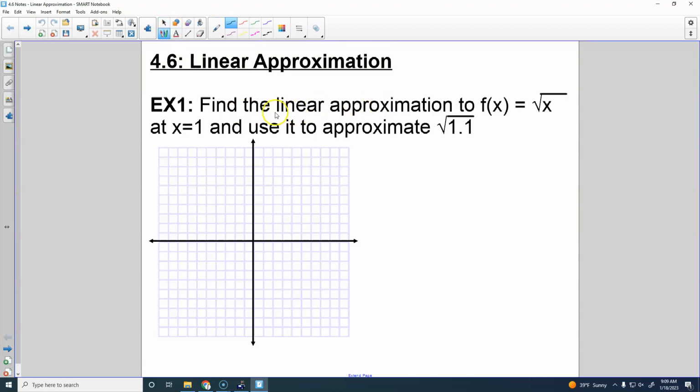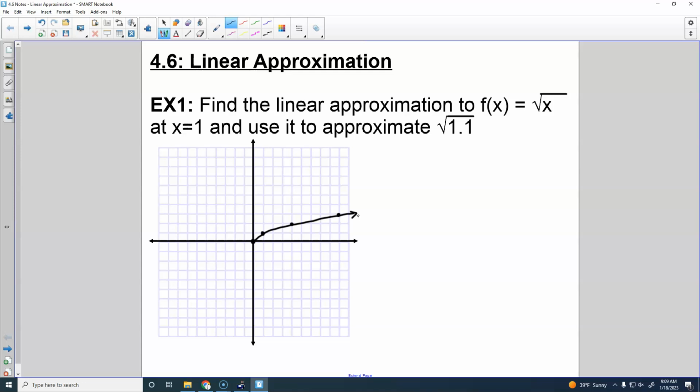We have to find the linear approximation to f of x equals square root of x at x equals 1 and use it to approximate square root of 1.1. So if we think of the graph of square root of x, square root of 0 is 0, square root of 1 is 1, square root of 4 is 2, square root of 9 is 3. So you've got this graph right here. That's our square root of x.